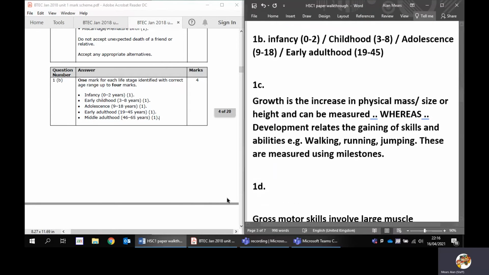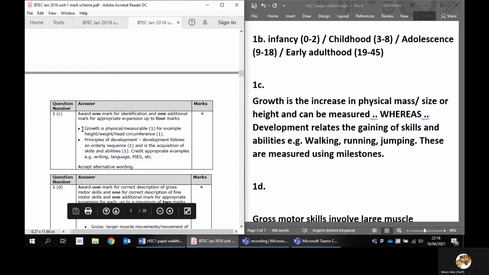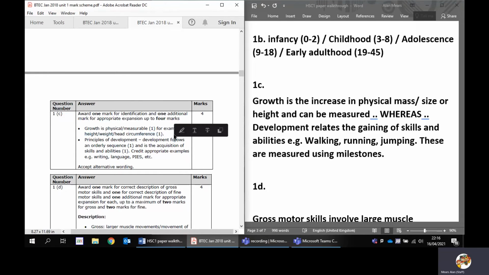Right. Then we've got 1C. So growth is the physical and measurable. And then we've got the examples of height, weight, head circumference. So again, as you said, that 1 + 1 in these answers. So I've put growth is increasing. I've kind of gone the opposite way. So I've given the examples and then said it can be measured. That would be fine. We've then got our whereas, that key seesaw word. And then development, I've put development relates to gaining skills and abilities and then given examples. And then measure of milestones.